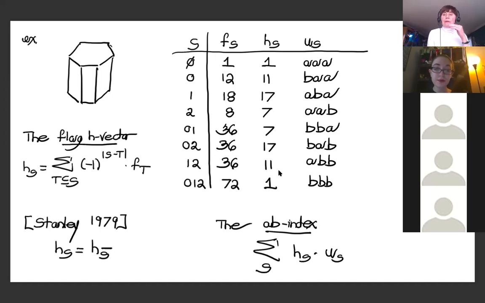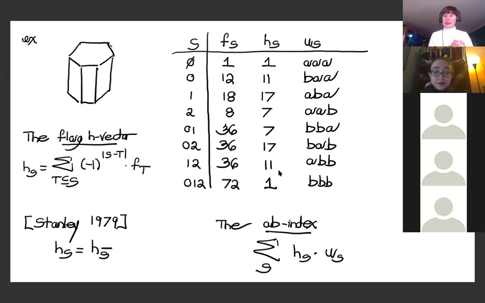F02 is the number of vertex two-dimensional face pairs. And again, this is actually a nice, simple polytope. Every vertex is incident with 3 two-dimensional faces. So F02, again, is going to be 3 times the number of vertices, 36. F12 is the number of edge two-face pairs. Notice every edge in a 3-dimensional polytope is going to be incident with 2 faces. So if you just take 2 times the number of edges, you're going to get 36. 2 times 18 is 36.